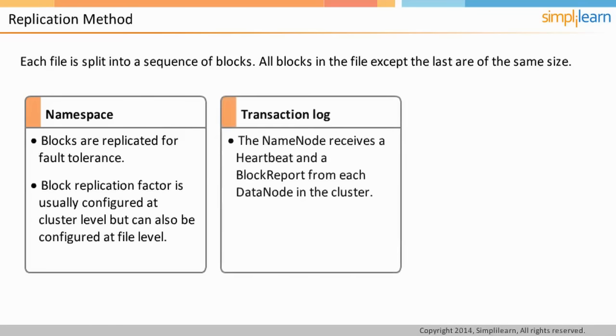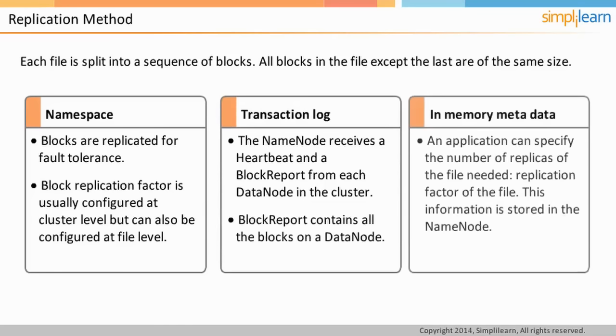The name node receives a heartbeat and a block report from each data node in the cluster. Block report contains all the blocks on a data node. An application can also specify the number of replicas of the file needed, that is, the replication factor of the file. This information is stored in the name node. In the next screen, we will discuss a suggested data replication topology.